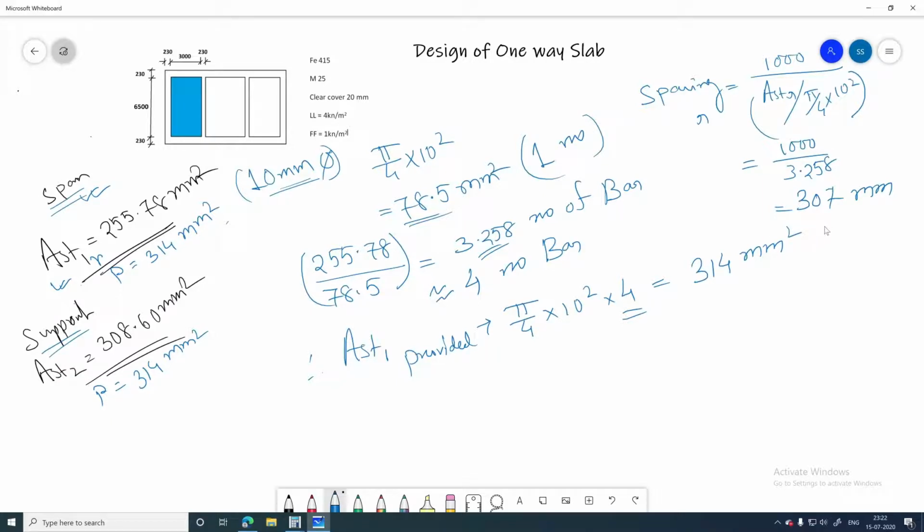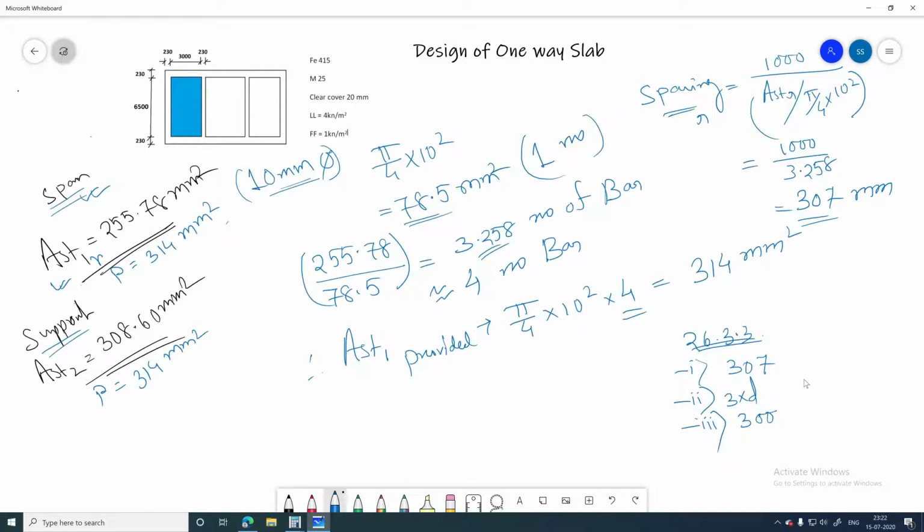But yeah, there are some provisions in the code, that means what is the minimum and maximum value for the spacing that is given. Okay, so you can see 26.3.3 there, that is given. So you need to consider the minimum of what we get. The first one that we get is 307, second is 3D, and third one is 300. Okay, so that is for the main reinforcement.